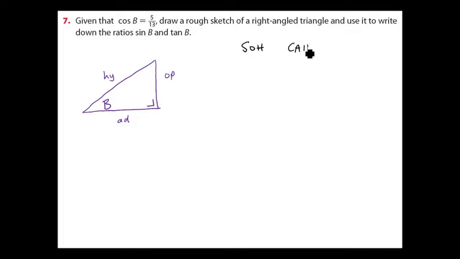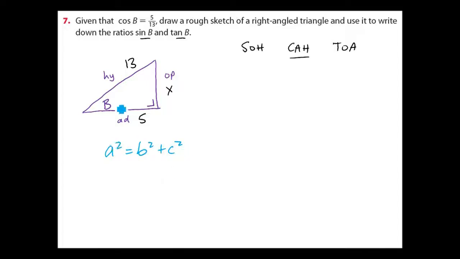Now we know that cos is adjacent over hypotenuse. I'll write down SOH CAH TOA here. So we know that 5 over 13 is the adjacent over hypotenuse. So if we let the adjacent be 5, the hypotenuse be 13, we have the ratio. Well, we could use this information to work out the opposite side of x.